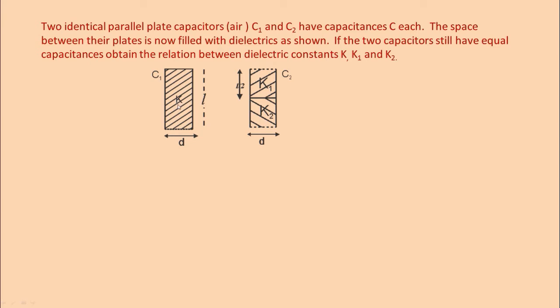Now, C1 is filled with a dielectric like this. C2 is filled with two dielectrics like this, K1 and K2. Maybe you can consider it as a single dielectric having different dielectric constants at the two sides, K1 here, K2 here, or easily, if you want to assume, you can say there are two dielectrics K1 and K2 filling up the space of the capacitor C2.